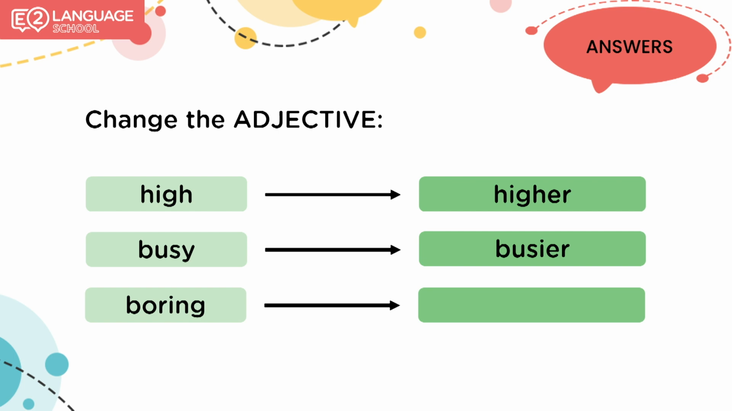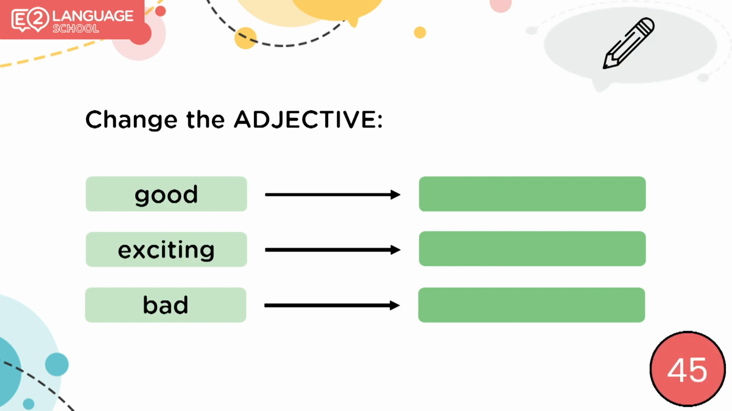Next, boring becomes more boring. Now, boring is a 2-syllable word, boring, but it does not end in Y, so we need to add more. Okay, now we have 3 more words for you to try. You have 45 seconds again. You ready? Let's go.